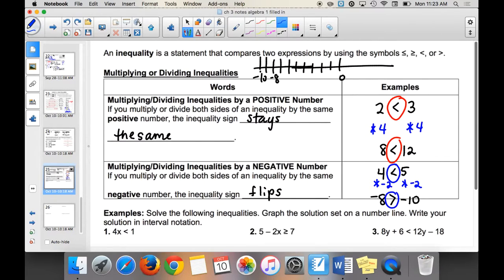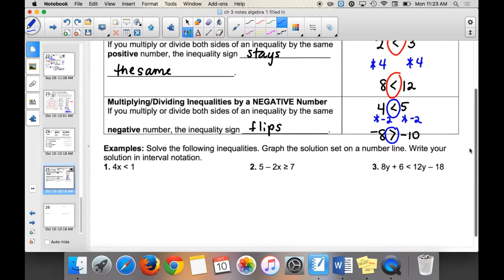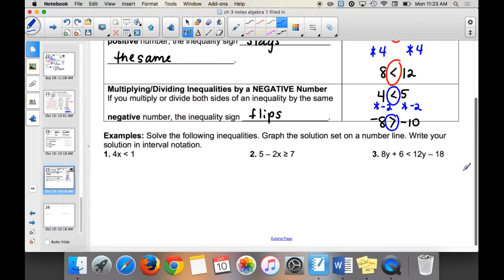All right, so it says solve the following inequalities, graph the solution set on a number line, and write your solution in interval notation. All right, so I have 4x is less than 1. So just like if I had 4x equals 1, in order to solve for x, we would divide by 4 on both sides of the equation, right? That's what we're going to do here. So we're going to divide by 4 and divide by 4. Okay, since I'm dividing by a positive number, I don't have to flip the sign. Okay, so I do x is less than 1/4.